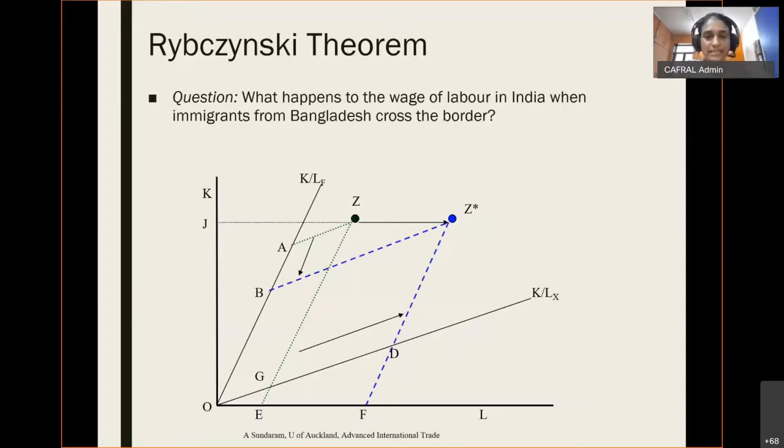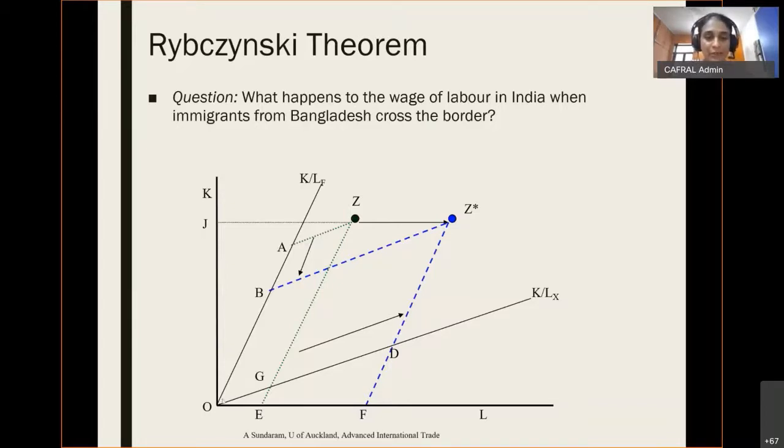So what it says is, look, if Z goes to Z star, you have immigration, W and R don't change at all. What changes is that, of course, your allocation of capital and labor to the two industries is going to change. All that changes is how much labor and capital goes into machinery, how much labor and capital goes into footwear.